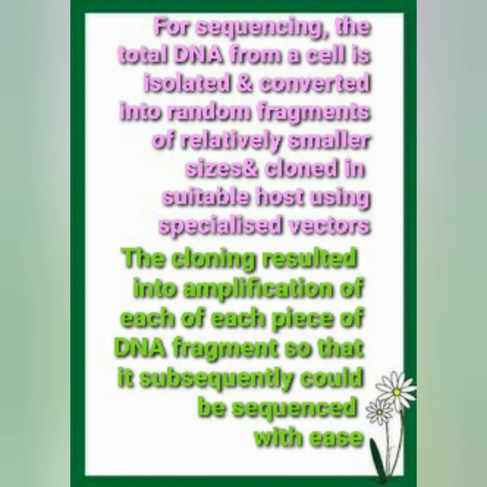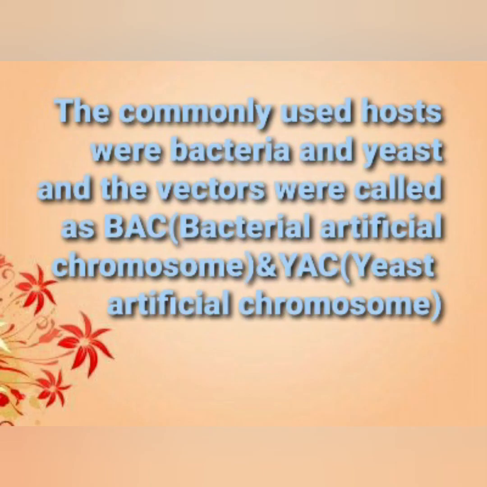For sequencing, the total DNA from a cell is isolated and converted into random fragments of relatively smaller sizes and cloned in a suitable host using specialized vectors. So the cloning resulted in amplification of each piece of DNA fragment so that it could subsequently be sequenced with ease. The commonly used hosts were bacteria and yeast, and the vectors were called BAC, bacterial artificial chromosome, and YAC, yeast artificial chromosome.